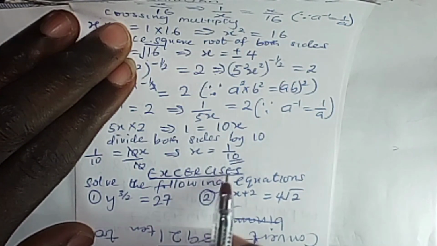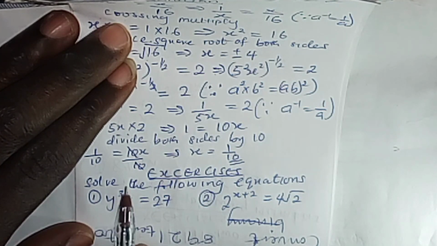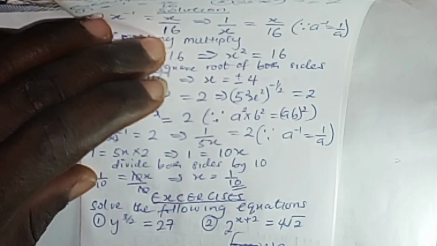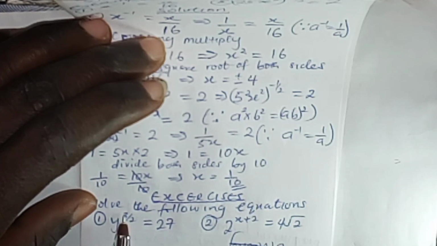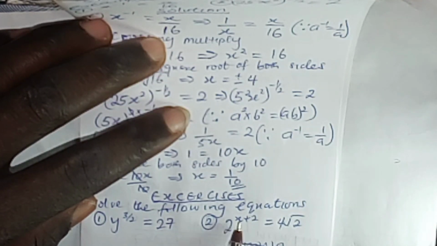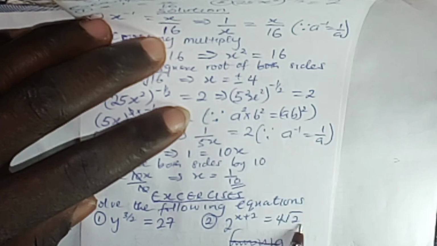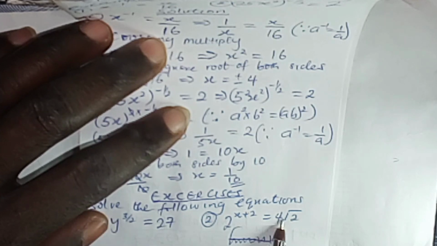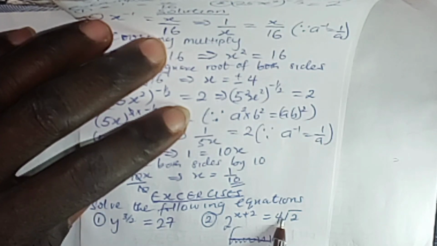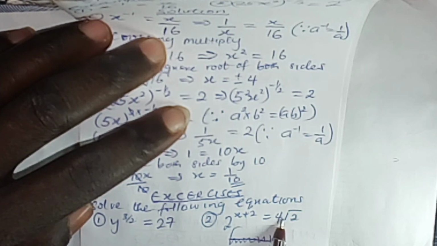So from here, the exercise is the one we are going to solve on our own, which is this: y raised to the power 3 all over 2 is equal to 27. And the second one, 2 raised to the power x plus 2 is equal to 4 root 2. We all know that root 2 is the same thing as the power of half, that is power of 1 over 2. Therefore, we can change it to continue our solution.